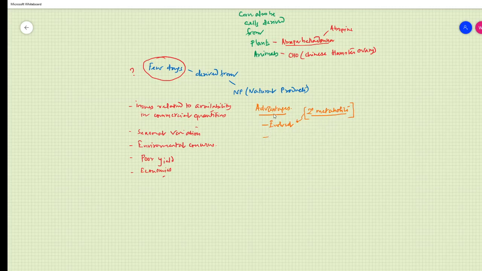The other reason is that the structure of these drugs is very complex. Meaning there is greater diversity, a multitude of chemical structures. If we have an increase in diversity, it means we might have these drugs binding to different drug targets. So that is an advantage.